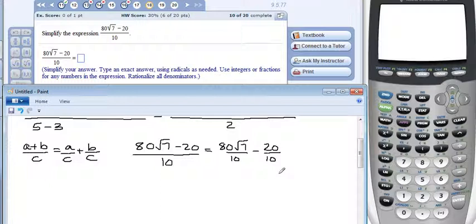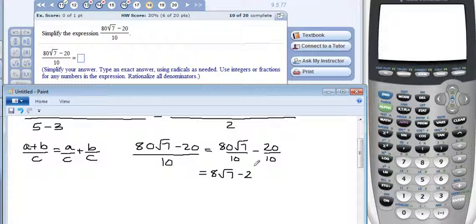Right? Each piece on the top can get divided by the bottom, which is 10. Now I've got 2 separate fractions that are reducible. Right? I've got 80/10, which is 8, and 20/10, which is 2. Ouch. So this one turned out to be not fractional, so you can't combine, but when they're fractional, they stay fractional, then I don't know what it wants.